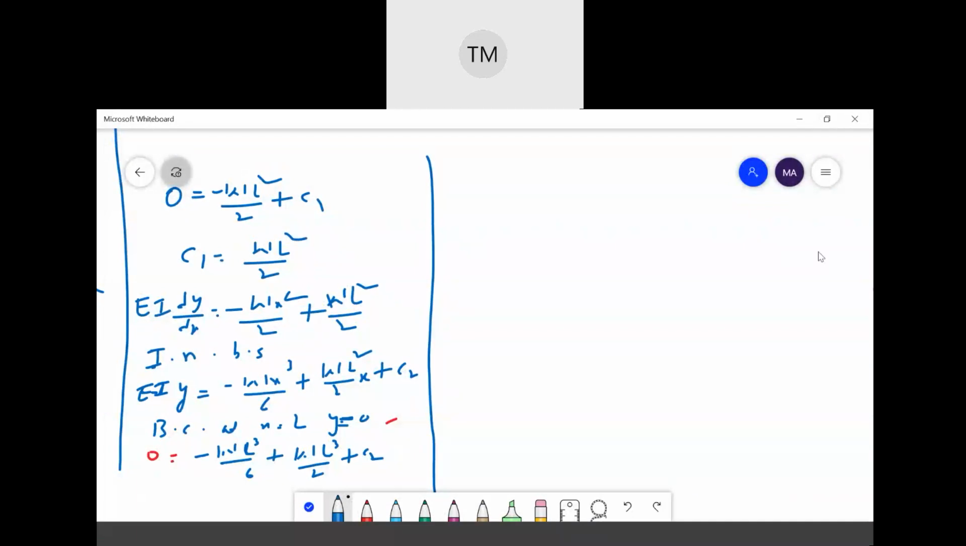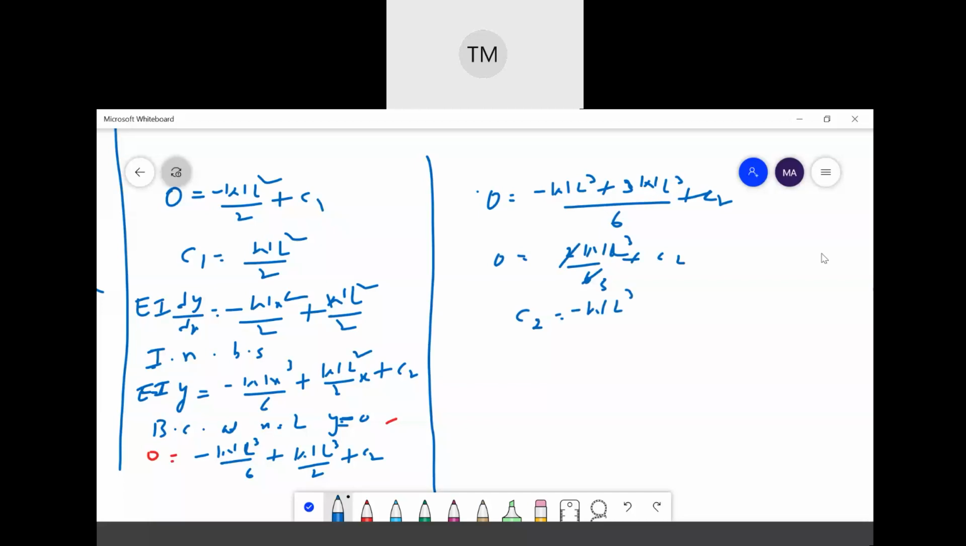Here if I do the LCM, 0 is equal to minus WL cube by L cube plus 3WL cube by 6 plus C2. Then here I will get 0 is equal to 2WL cube by 6 plus C2. Here 2 3s are 6. Then here I will get C2 is equal to minus WL cube by 3.